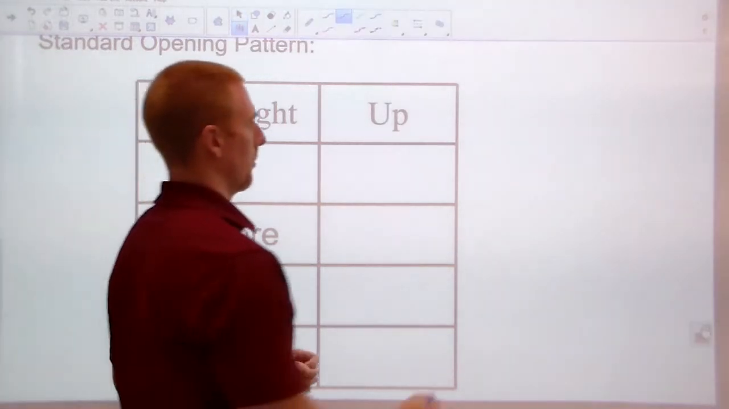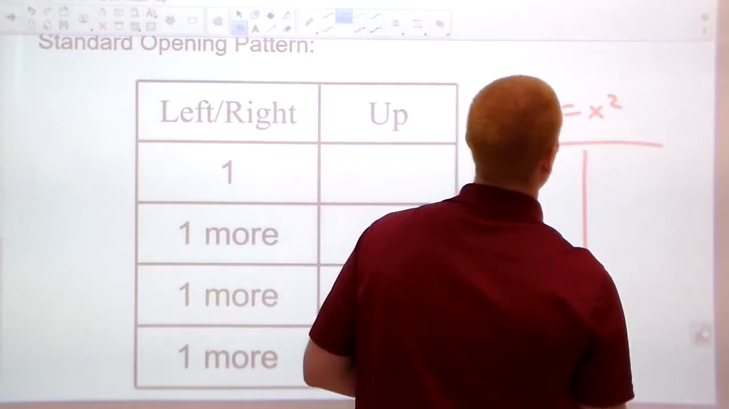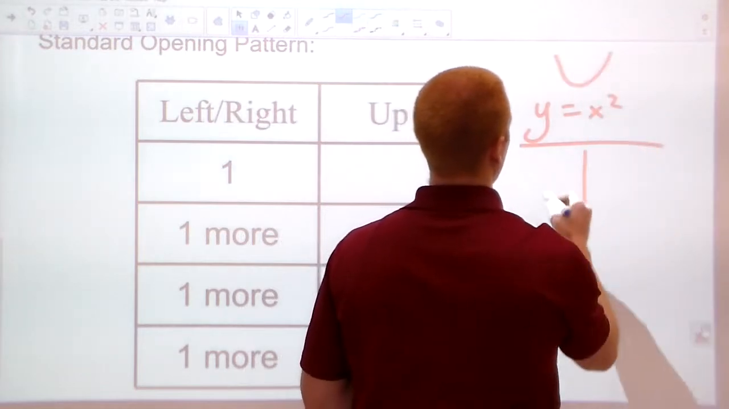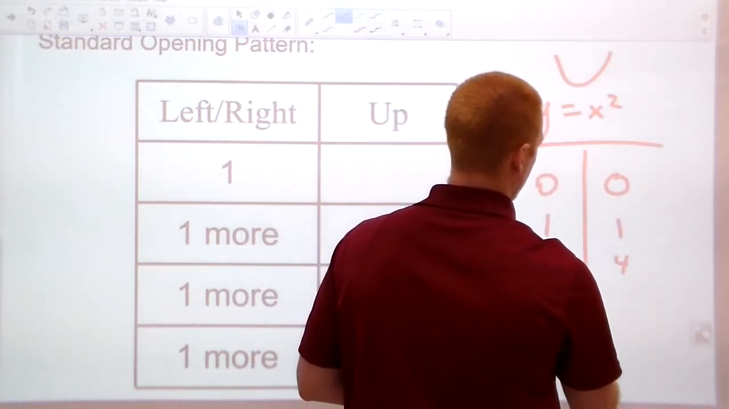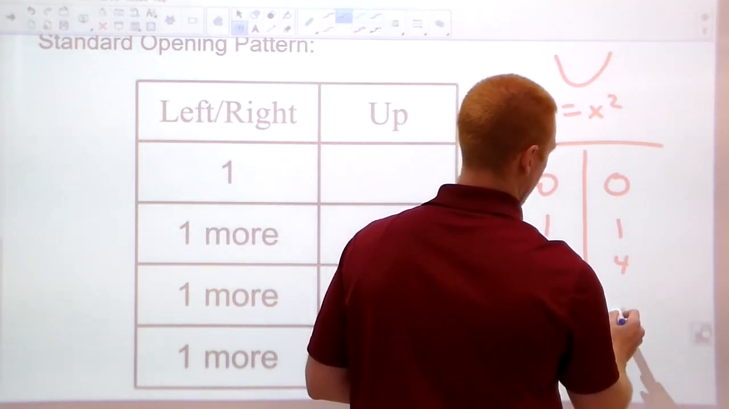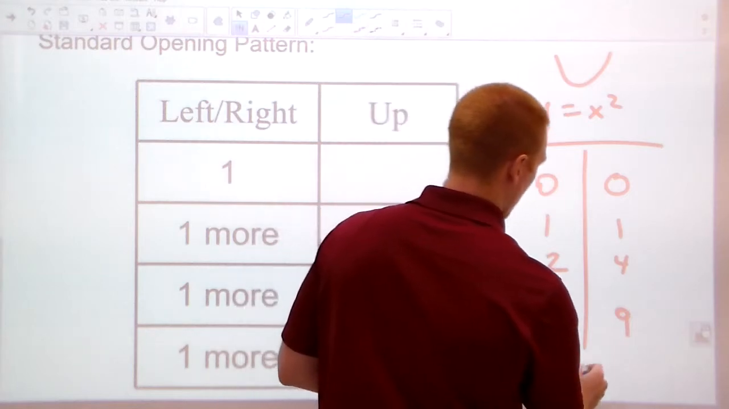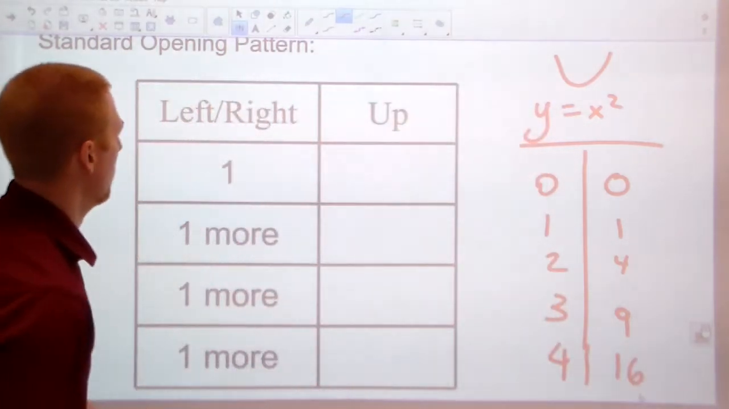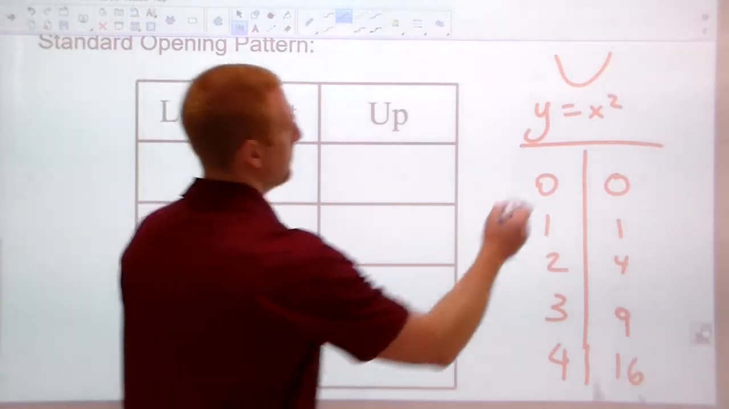So for a typical parabola, let's just say y equals x squared. Okay, well, some points on that parabola. Well, we have 0, 0, we have 1, 1, 2, 4, we have 3, 9, we have 4, 16, and we could list plenty more.